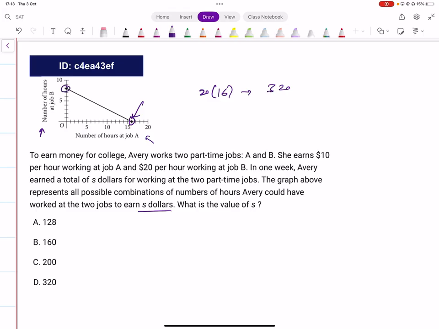If she spent all of that time on job B, that will be 8 hours, and she gets $20 there. That's also 160. So for each possible combination that you have here, she would be getting somewhere around that amount. If we had this, for instance, 5 and 6, yeah, it's going to be 160. So it does not matter how many hours she spends at job A or job B, the total that she's getting is $160.